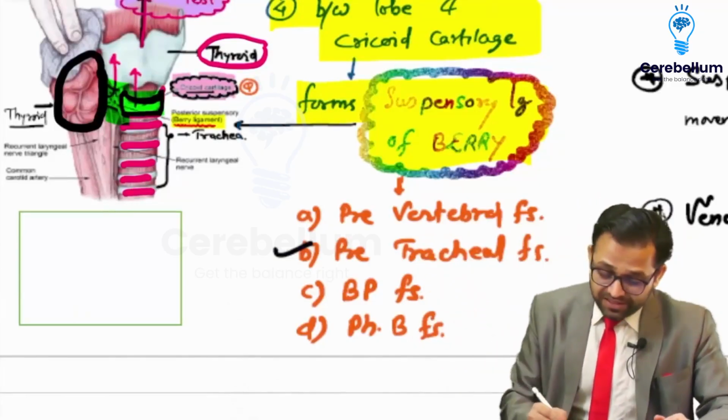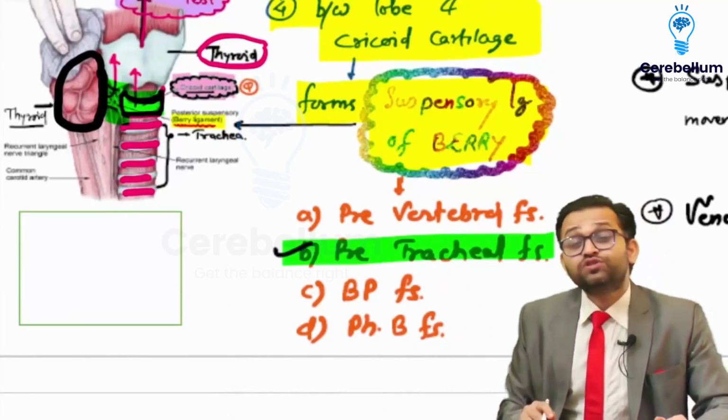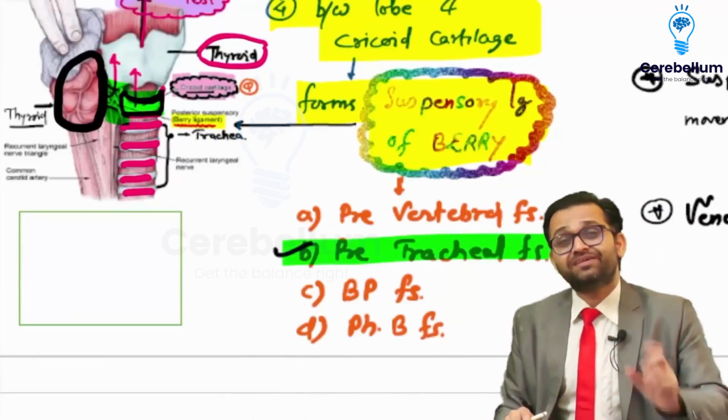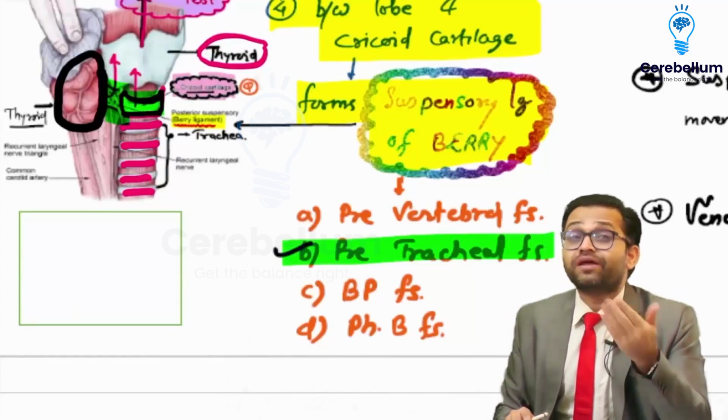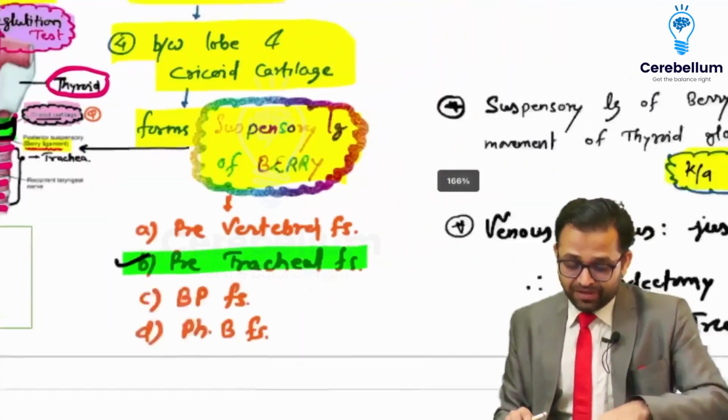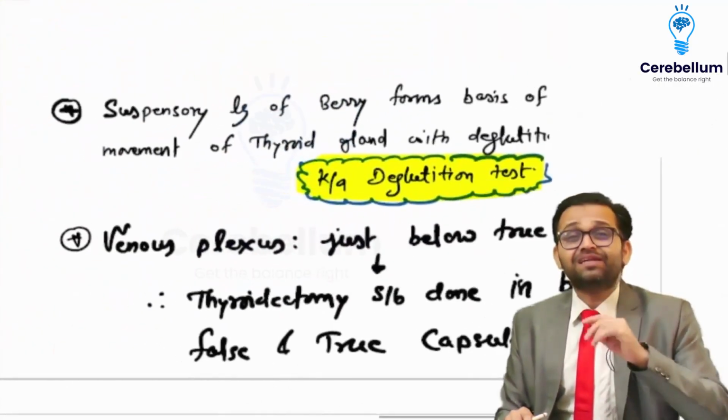Because in front of the trachea there is the pretracheal fascia. So this pretracheal fascia will make the suspensory ligament of Berry, which is attached between the cricoid and our thyroid gland. Simple.